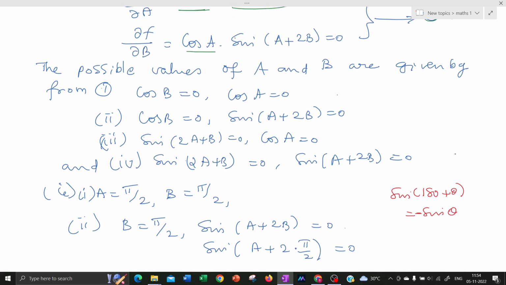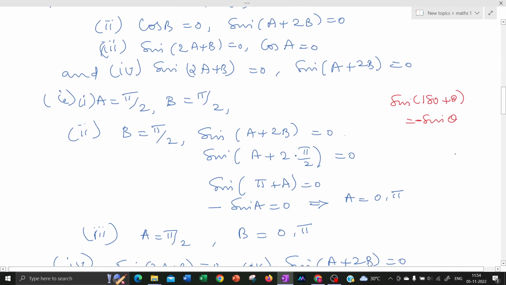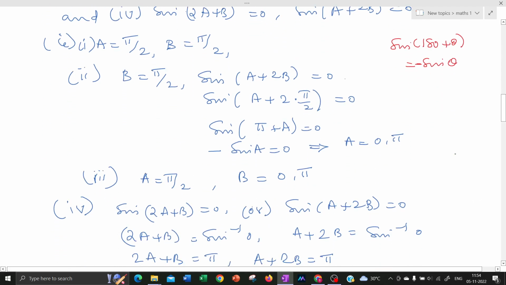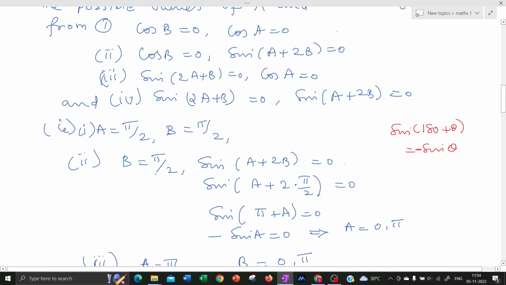Therefore, the fourth condition is also there. The fourth condition is sin(2a + b) equal to 0 and sin(a + 2b) equal to 0. What is the first condition there? The first condition is cos b equal to 0 and cos a equal to 0.